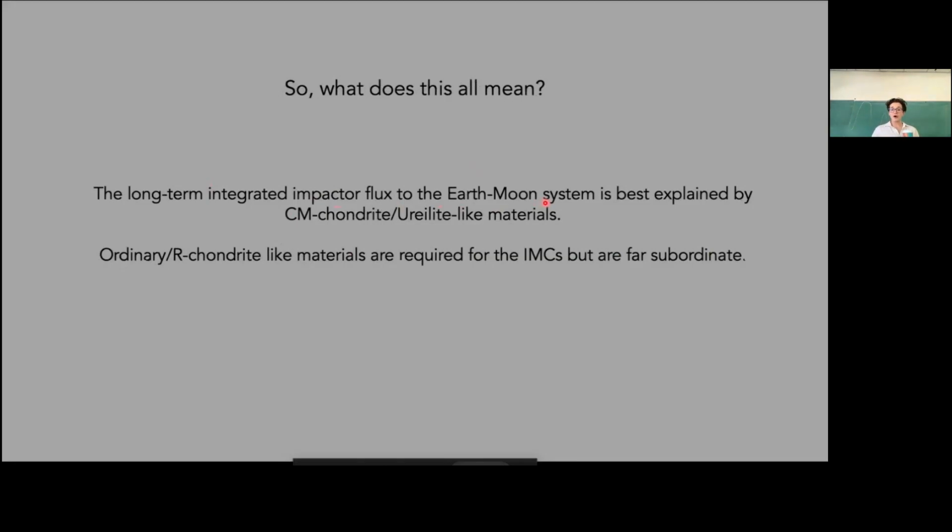Ordinary and R chondrites are required for the IMCs, those impact melt coats, but they're far subordinate, and they can't be extensively mixed into the regolith at the Apollo 16 site.